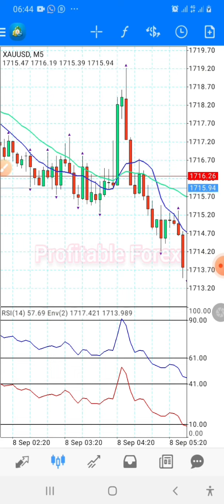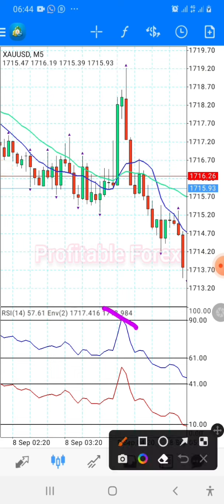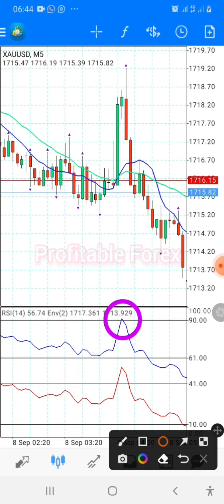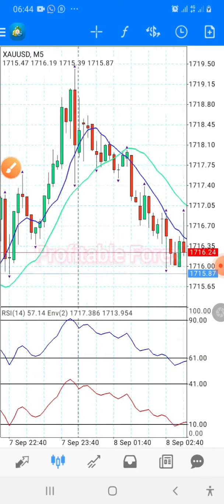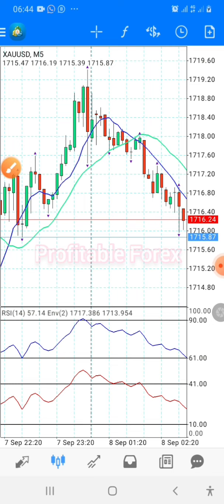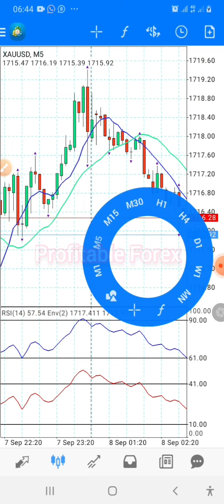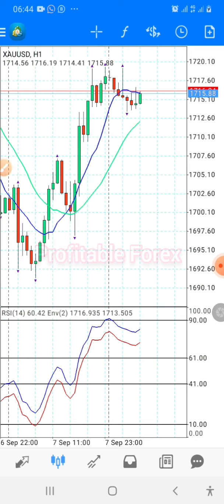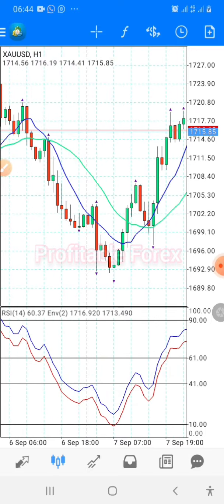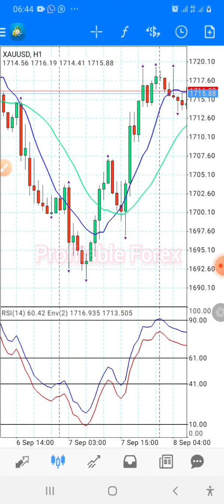Look at that V shape here. You can see that V shape and the conditions being met there, and it was a bearish trend. This is a 5 minutes time frame. If you want to take analysis from the 5 minutes time frame, you can do that. If you want to take it in the higher time frame, let's go to the 1 hour time frame. You can see the conditions are being met in all time frames, guys.